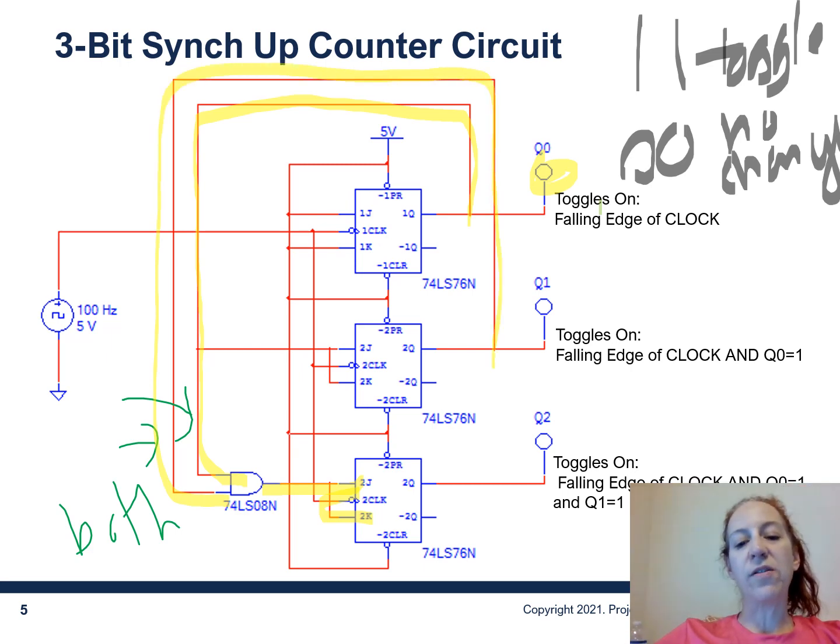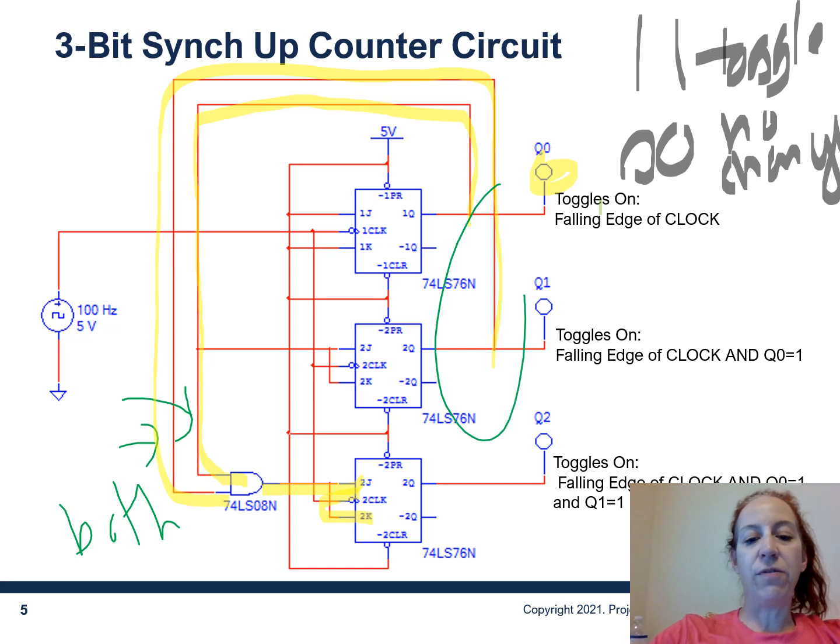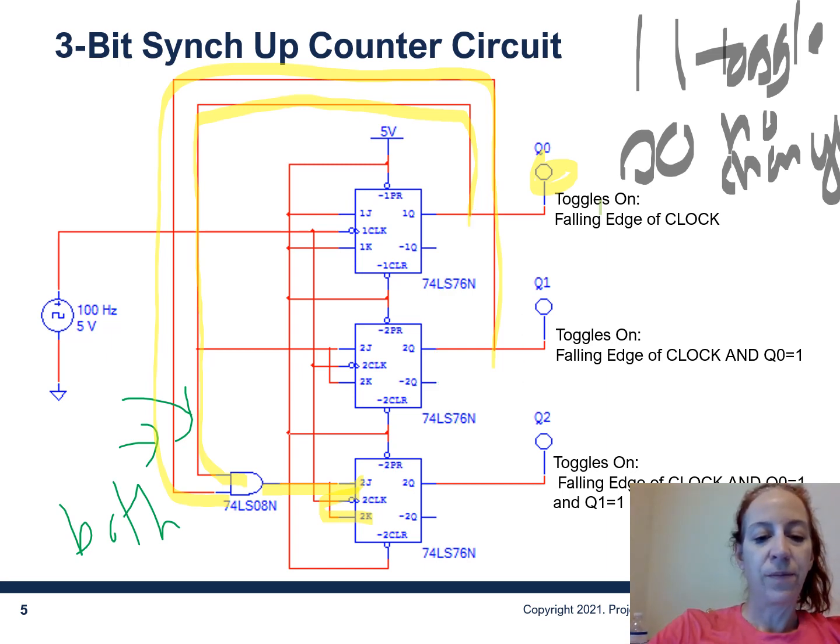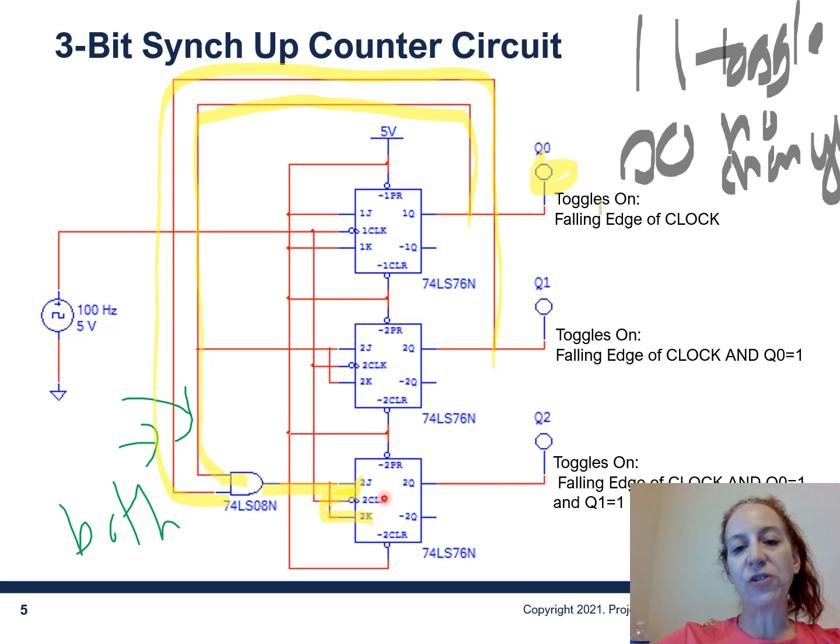So the last flip-flop here is only going to be in toggle mode when both of these are high, and then on the next toggle of the clock, they are going to go low. But both of them have to be high. And that's pretty much the wiring there.